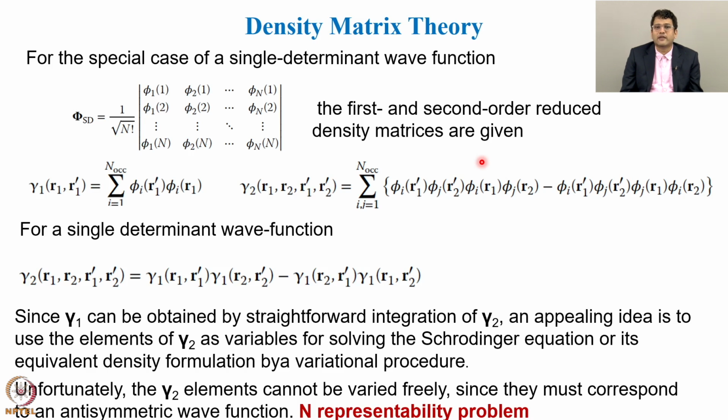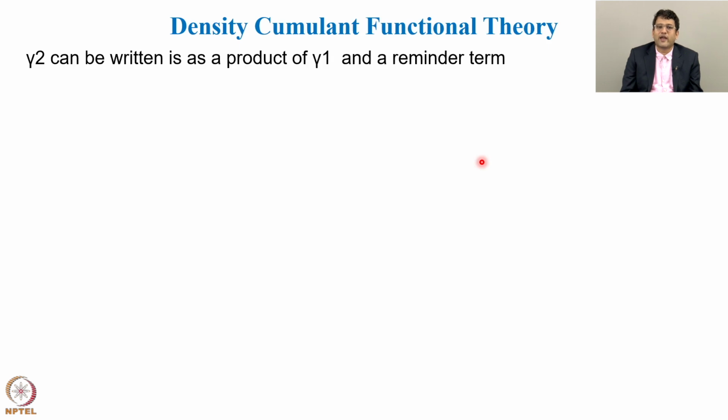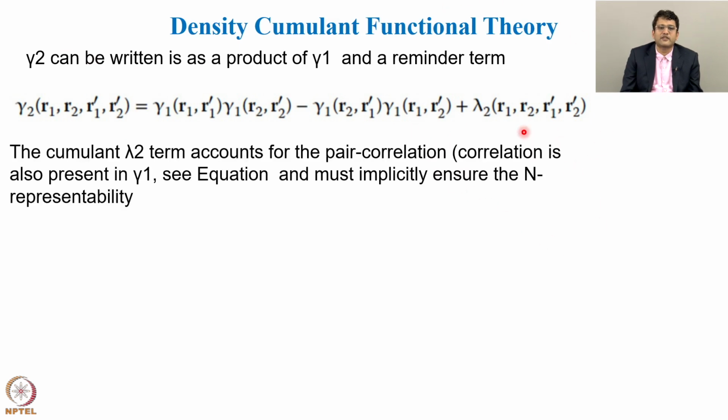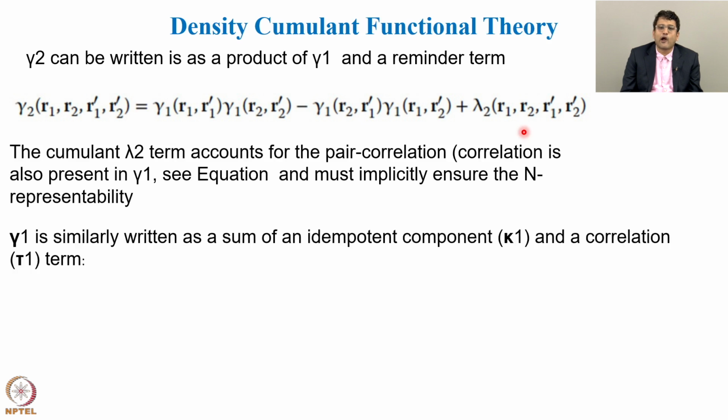What one can do instead is to go to the so called density cumulant functional theory, where gamma 2 can be written as a product of gamma 1 and a remainder term. For the Hartree-Fock theory, we have seen that you can write gamma 2 as a product of gamma 1. And here, for a general wave function also, you write gamma 2 as a product of gamma 1 plus some correction factor lambda 2. Now, this cumulant lambda 2 term accounts for the pair correlation, how these gamma 1 actually interact among each other, and it must also implicitly ensure the representability.